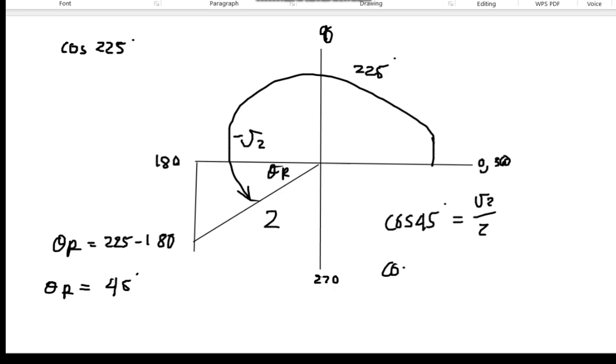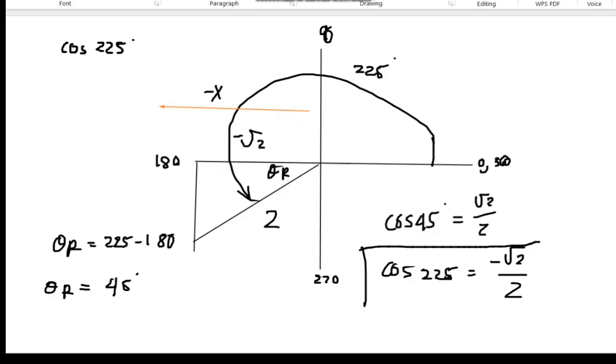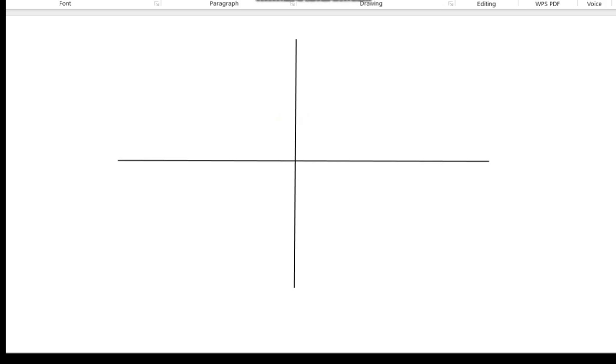As we can see, the root 2 lies on the negative x-axis, right? So let's put a negative root 2. So cosine 225 degrees is negative root 2 over 2. And that's it for this problem. That is the difference between cosine 45 and cosine 225.